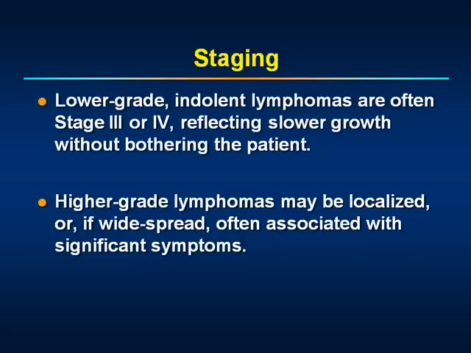Now, the staging is interesting because low-grade indolent lymphomas often present at stage 3 or 4, which really reflects the slow growth of the tumor without bothering the patient, so they're sort of in symbiosis. Higher-grade lymphomas may be localized, or if widespread, are often associated with significant symptoms.